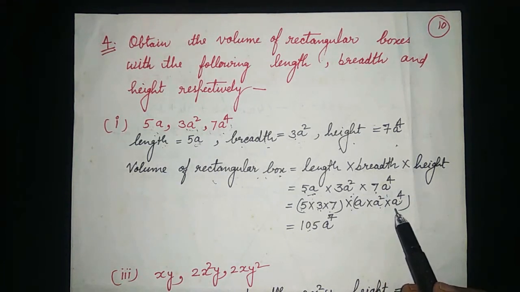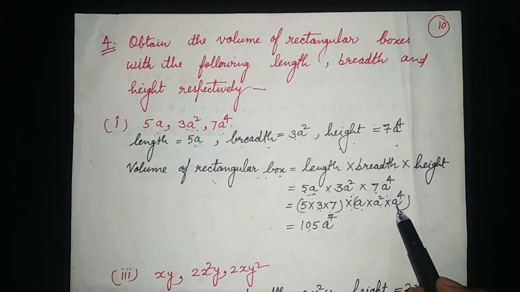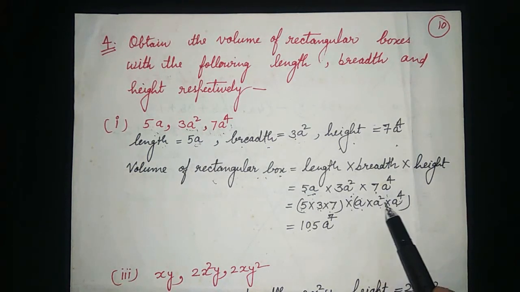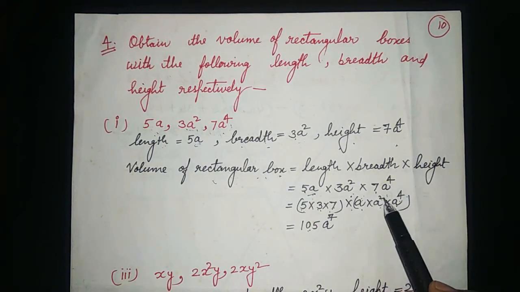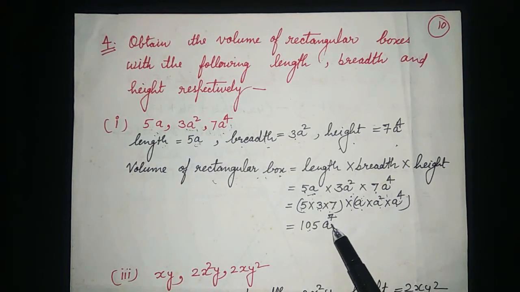For the product we can see the bases are same, powers are not same. So what we will do here? We will add the powers. 1 plus 2 plus 4. What will come? 7. So here we will write a to the power 7. Answer is 105 into a to the power 7, or you can say 105 a to the power 7.